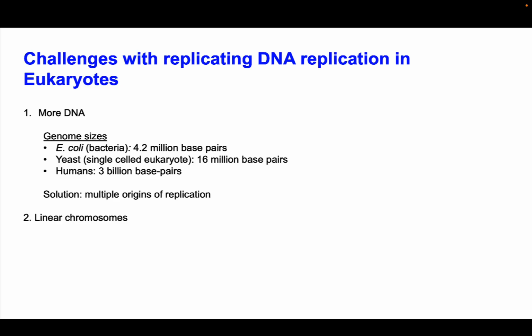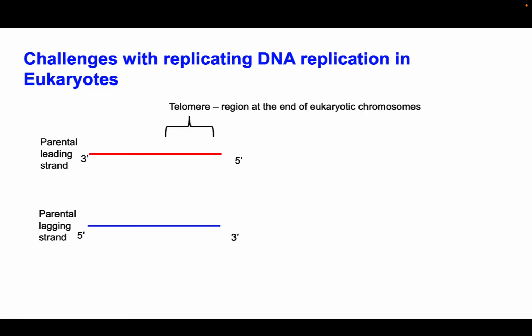The other problem is linear chromosomes, and I'm going to talk about why this poses a problem. So let's take a look here at our 2 parental strands. We have our leading parental strand that goes from 3' to 5', so the DNA polymerase will make DNA 5' to 3', moving in the direction of the parental strand. And then here's our parental lagging strand, that's 5' to 3'. The telomere, or telomeric regions, are regions at the end of eukaryotic chromosomes.